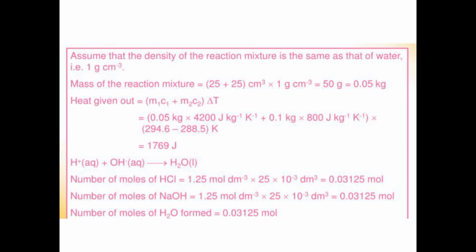Then the heat that is given out in this reaction is M1C1, like we have done from the experiment, plus M2C2, times the temperature change. So 0.05 multiplied by 4200 plus 0.1 kilogram multiplied by 800, times the temperature change.